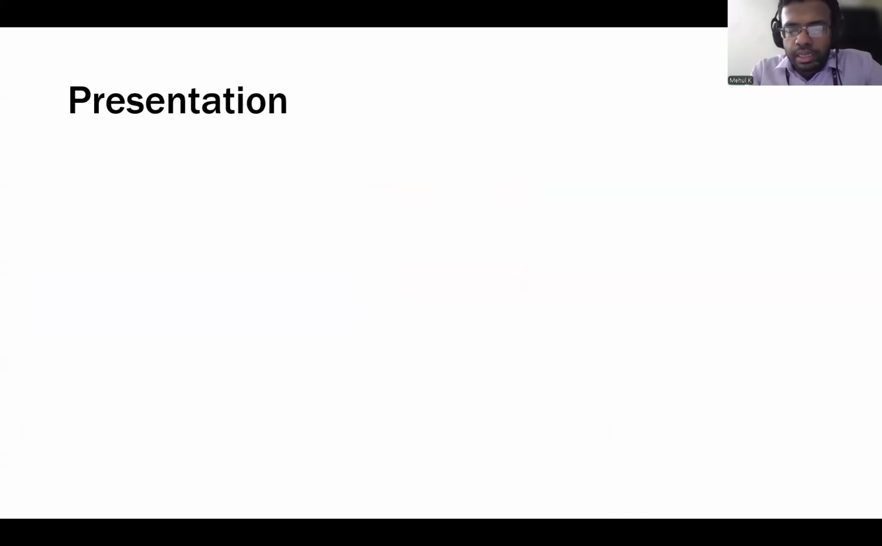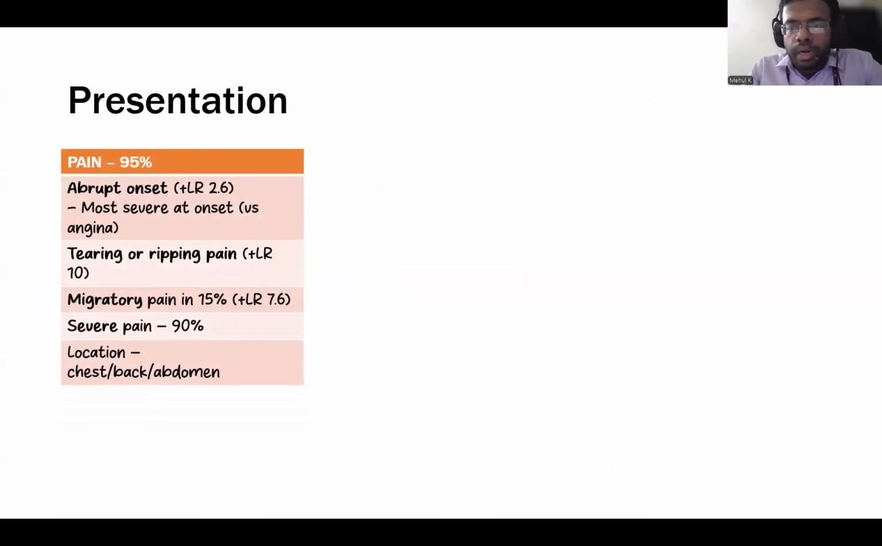How does this present? So number one is going to be pain. 95% of these patients will present with chest pain, which is usually acute onset, abrupt, and it is usually most severe at the onset of the pain. Whereas with something like angina, it's slowly progressing over a few days, then it gets really bad by the time the patient presents to the hospital. This is really sudden onset, and the pain is maximum at the beginning itself. So kind of similar to what happens in headaches in SAH.